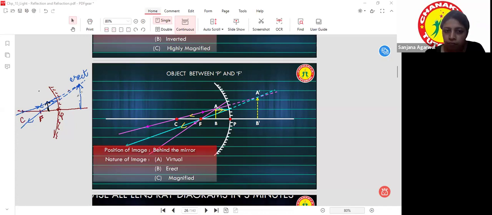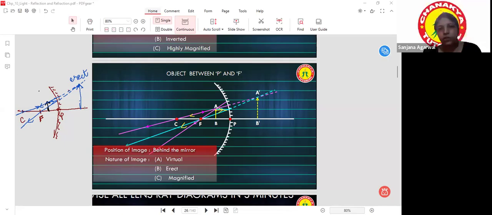I hope you have got it. Now, this particular case is used by the dentist. Why do they use a concave mirror? Because they hold the mirror very close to the teeth and they can get a magnified view of our teeth. Okay. We'll tell you more about the concave mirror.